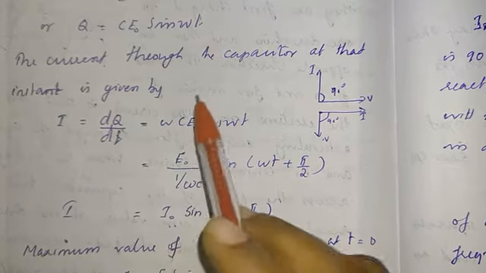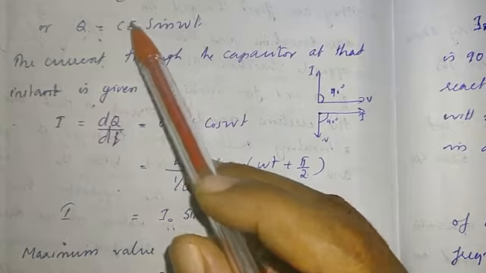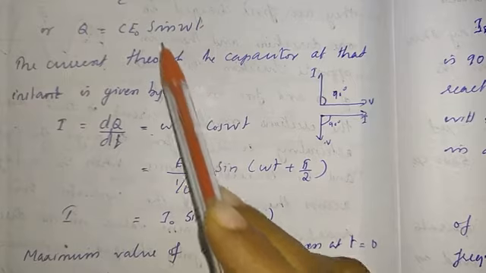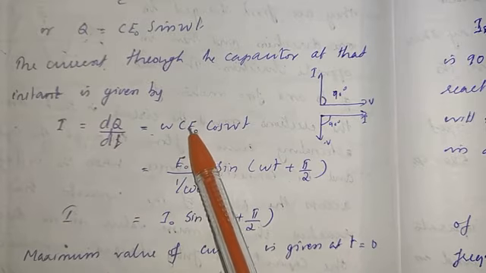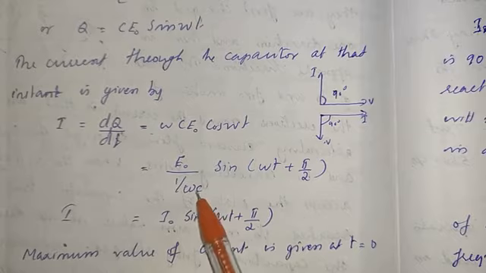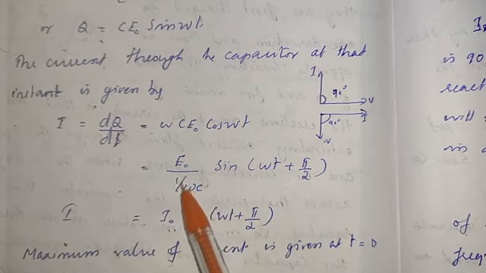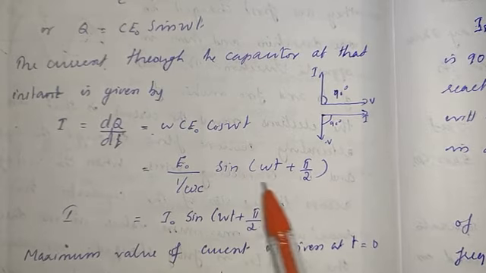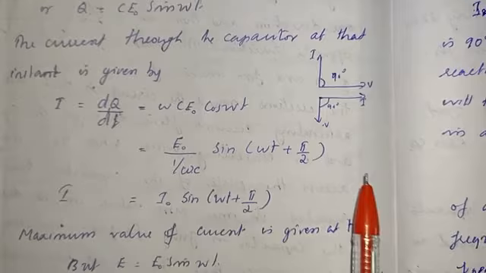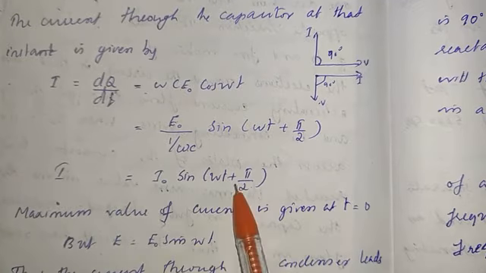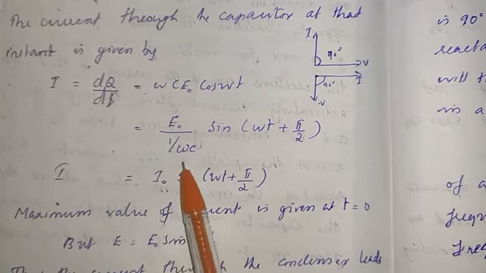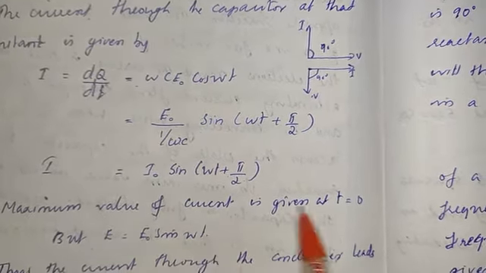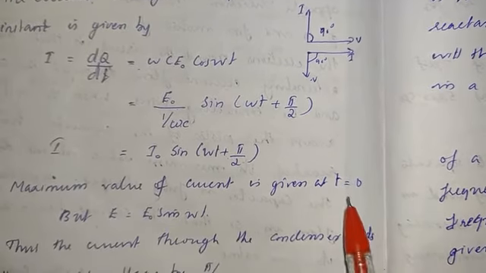This can be obtained by differentiating this equation. Differentiating sine, we get cos omega t into omega. So we get I as omega C E0 cos omega t. We can write this expression as E0 by 1 by omega C, and cos omega t as sin of omega t plus pi by 2, which gives I equals I0 sin of omega t plus pi by 2, where I0 is E0 by 1 by omega C. The maximum value of the current is then given at t equals 0.